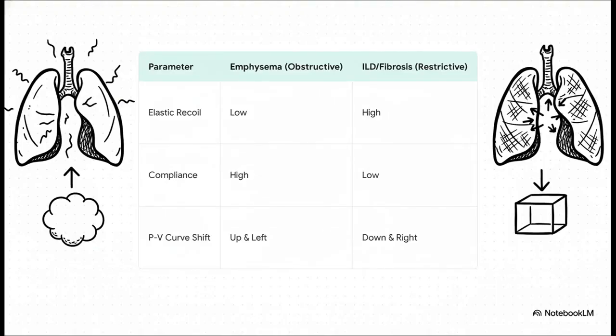This table lays it all out beautifully. Look at the two big extremes. On one side, you have an obstructive disease, like emphysema, where the elastic fibers are destroyed. This leads to very low recoil and super high compliance. The lungs are like floppy paper bags. On the other side, you have restrictive diseases like fibrosis, where the lung becomes stiff and scarred, giving it high recoil and very low compliance.